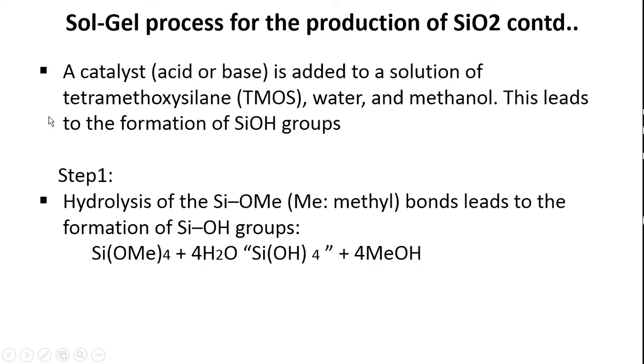The reaction is given as Si(OMe)4 plus 4H2O gives Si(OH)4 plus 4MeOH. I missed the arrow here. Okay. So this is the basic chemical equation for the first step in the formation in the sol-gel process.